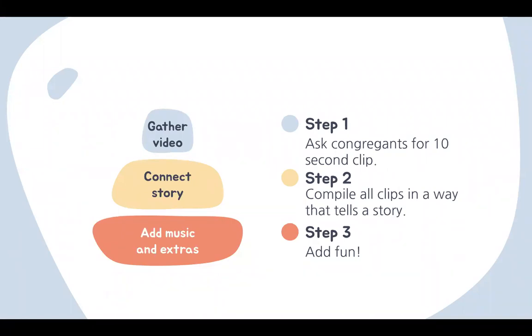Then I compile all the clips in a way that tells a story. I kind of rearrange the order that I want them in. Maybe I want a kid to be first or last. There's one where there's a very cute video of a kid singing Bim Bom, and that one was a good note to end on. Someone said, how do you choose who to ask for the video?